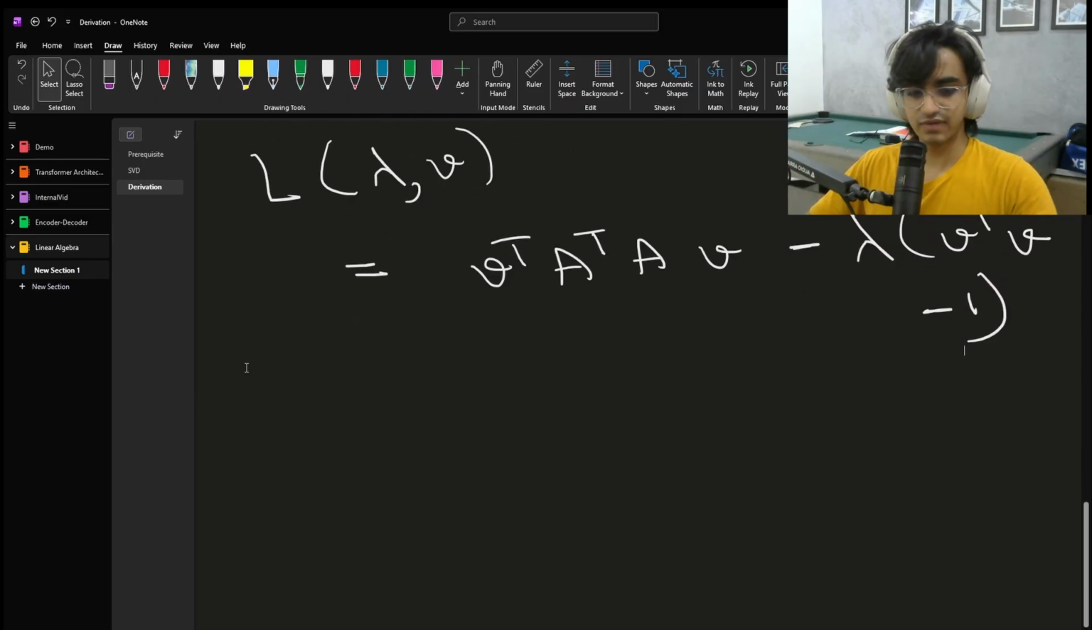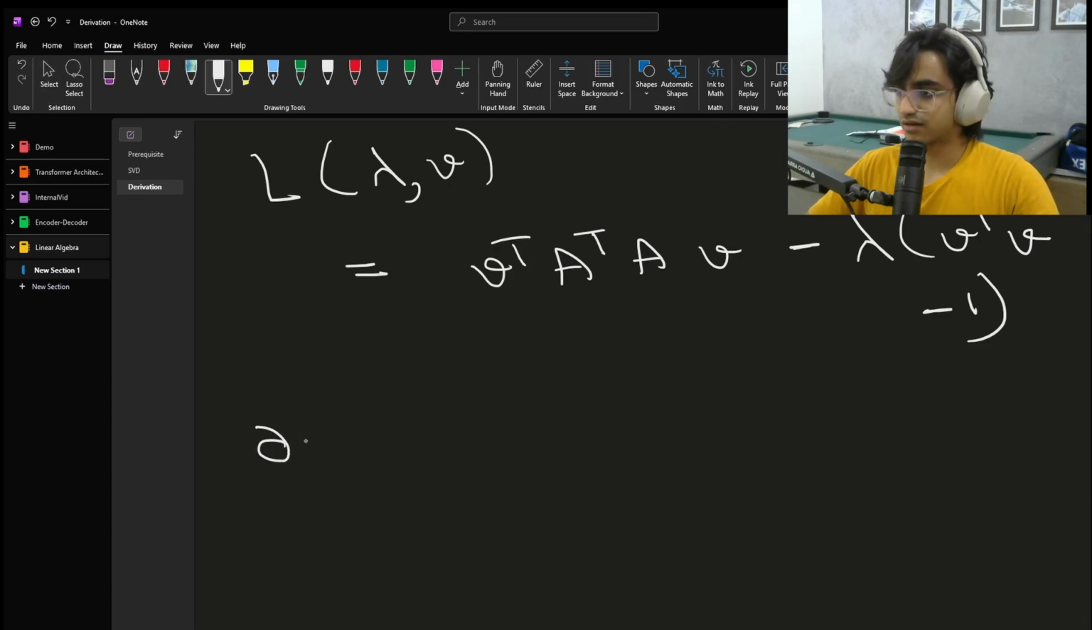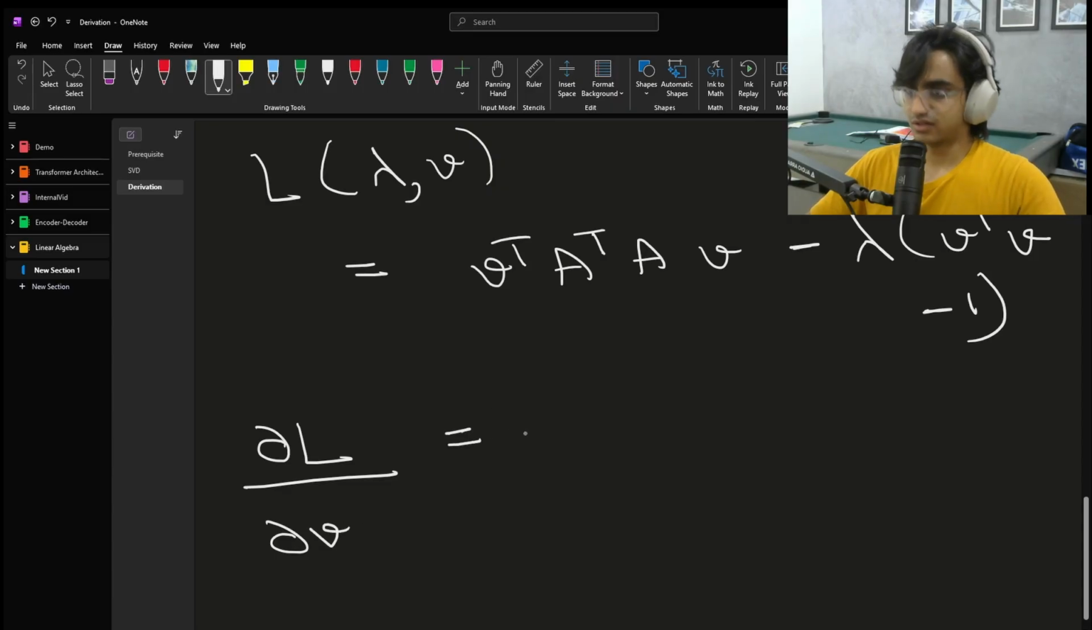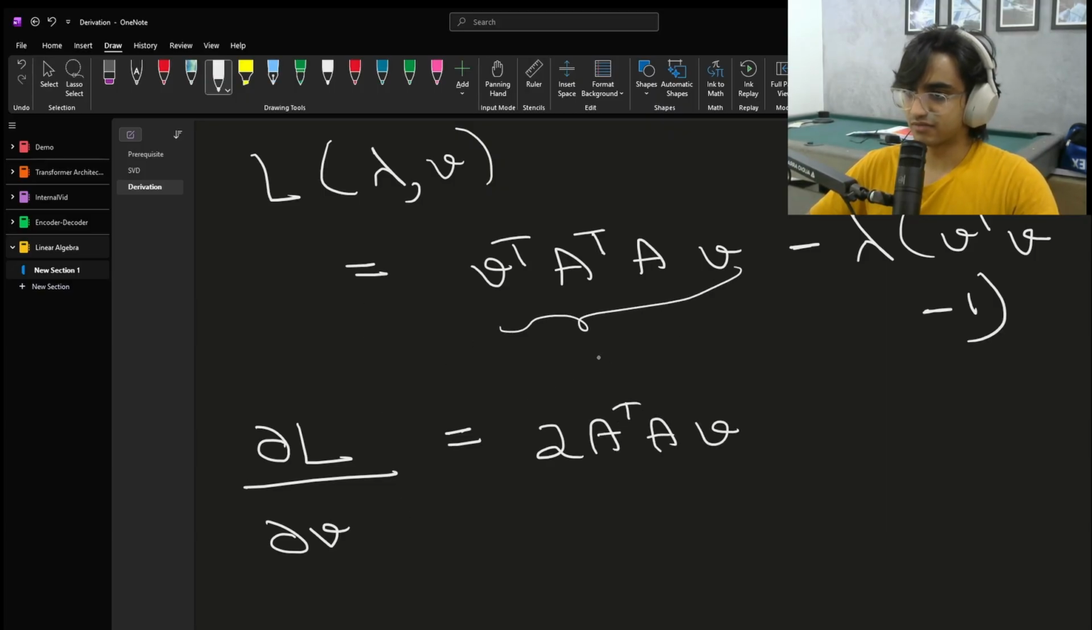So what do we need? We want to find del L by del V. So this ends up becoming 2 A transpose AV. So the derivative of this with respect to V is nothing but this. This is just a formula. You don't have to worry about how it's gotten.